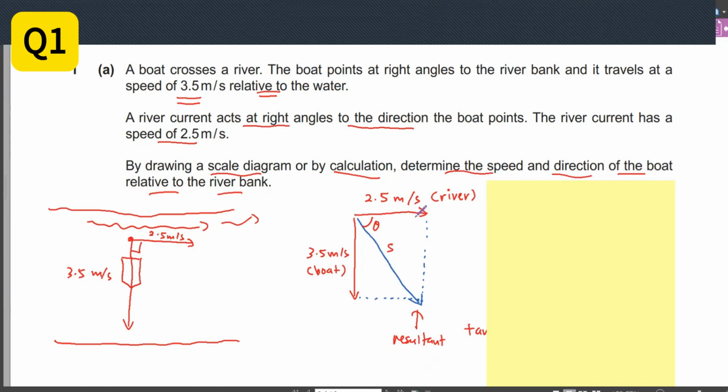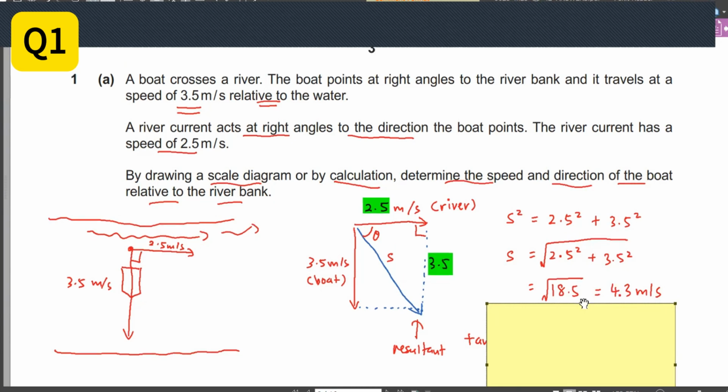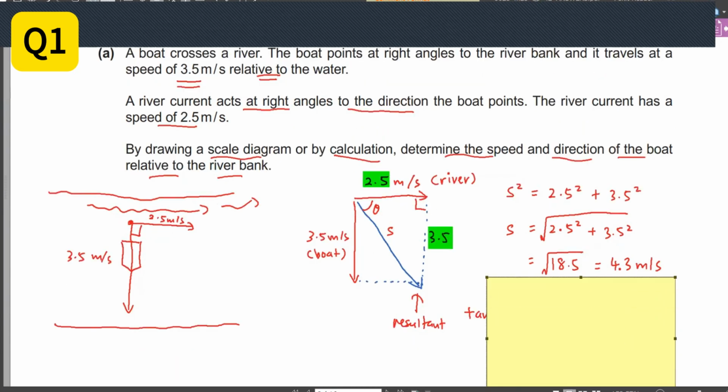So we have a right angle triangle, which means we can use Pythagoras theorem. Here and here, 3.5 and 2.5. So we can use Pythagoras theorem to work out the resultant. It will be something like this, Pythagoras theorem. So we can work out the resultant, which is 4.3 meters per second.